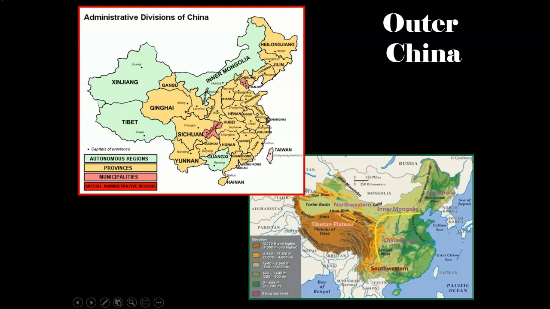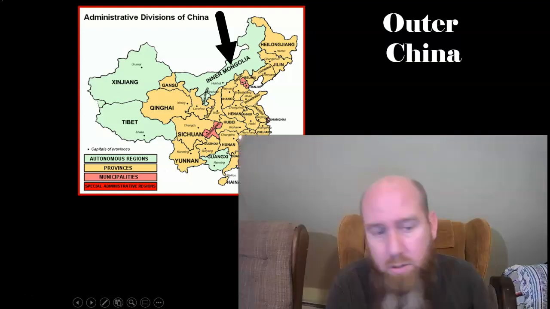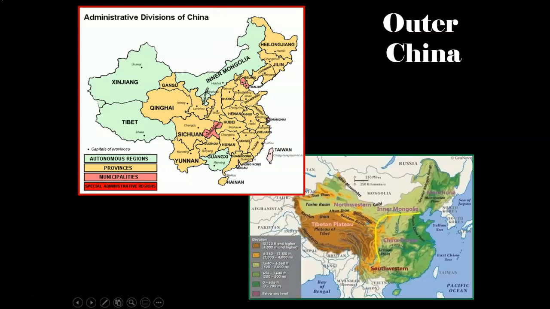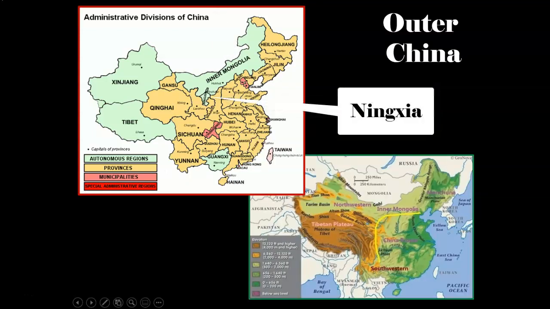On the northern portion of outer China, or this Western Periphery, we primarily have desert and steppe climates. These desert and steppe climates include Inner Mongolia, where the majority of the population are Mongols, also an autonomous region where they get to maintain their own laws, but they do have a Han governor. The autonomous region of Ningxia.